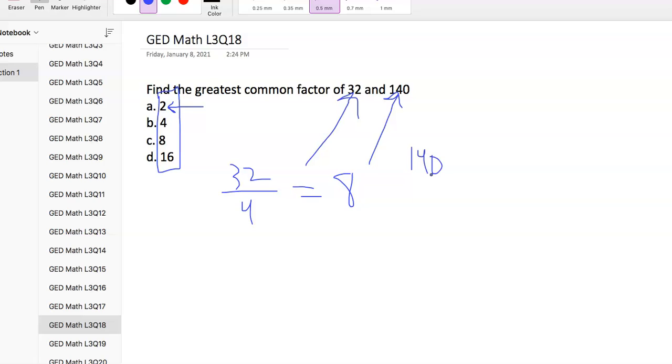140 divided by 4 is 35. Okay, so that works too, right? And then you do the same thing as you test it out for answer C and answer D. 32 divided by 8 is 4, but 140 divided by 8 does not equal an integer. 140 divided by 16 also does not equal an integer. So a long roundabout way of describing this, answer choice B is the one that we want.